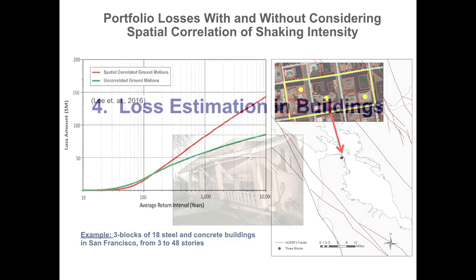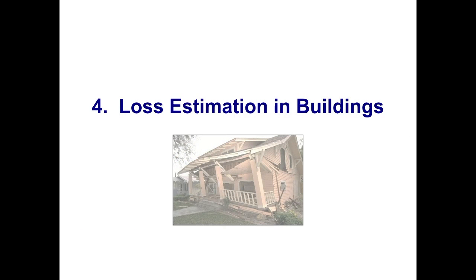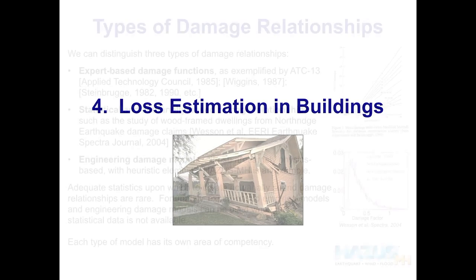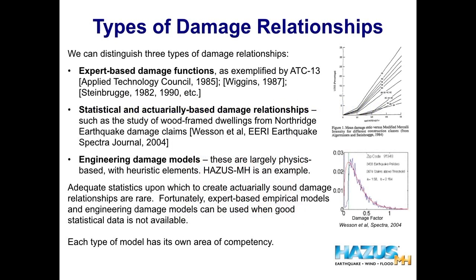Next, we turn to loss estimation in buildings. We can distinguish 3 types of damage relationships: expert-based damage functions, as exemplified by ATC 13. Other examples include Wiggins and Steinbrugge. Then there are statistical and actuarially based damage relationships, such as the study of wood frame dwellings from Northridge earthquake claims, done by Rob Wesson et al., again published in Spectra 2004.